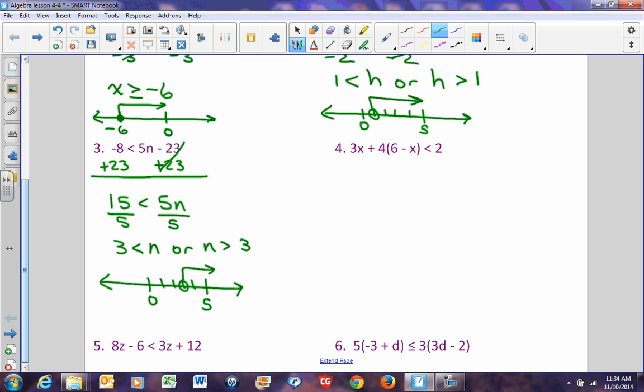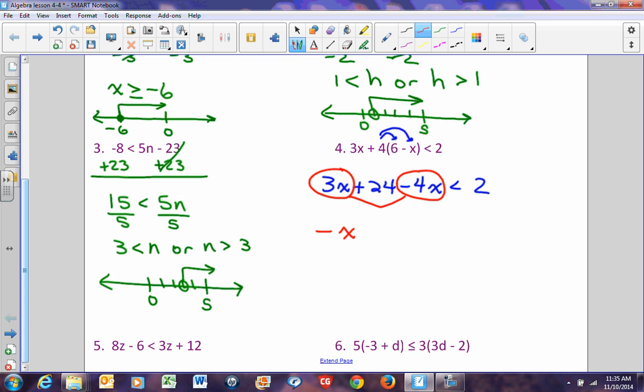In problem number 4, before we can get rid of any addition or subtraction, we must get rid of the distribution. We have to get rid of the parentheses. We have to distribute the 4 throughout the parentheses. So we will have 3x plus 4 times 6 is 24. 4 times negative x is negative 4x, and then less than 2. Now, before I get rid of any addition or subtraction, I need to make sure I combine any like terms. I have a 3x here and a negative 4x. They're both on the same side of the inequality symbol, so I must combine these first. 3x minus 4x gives me negative x plus 24 is less than 2.